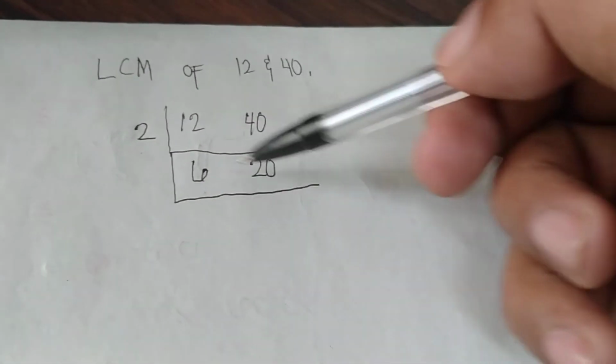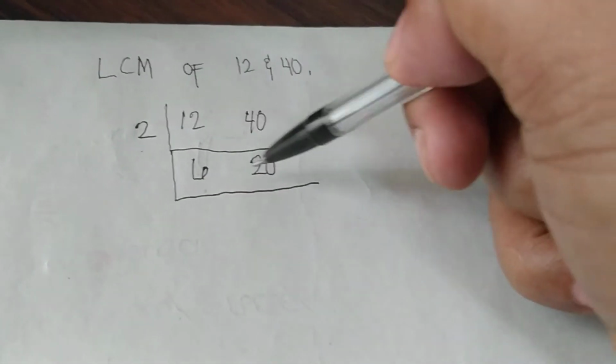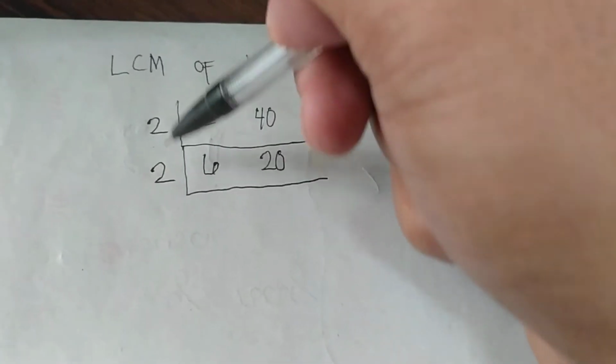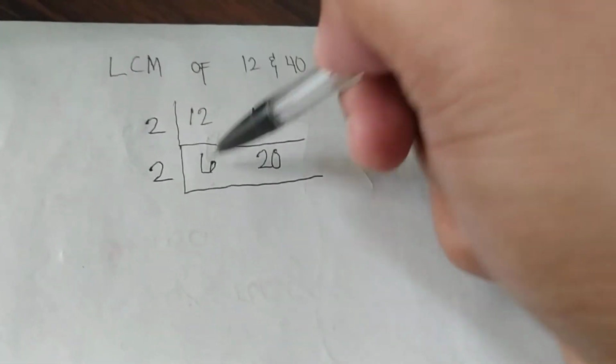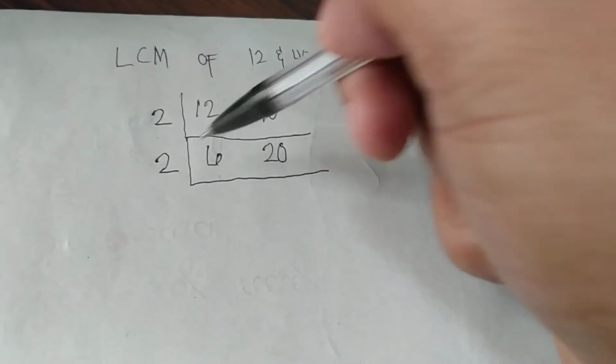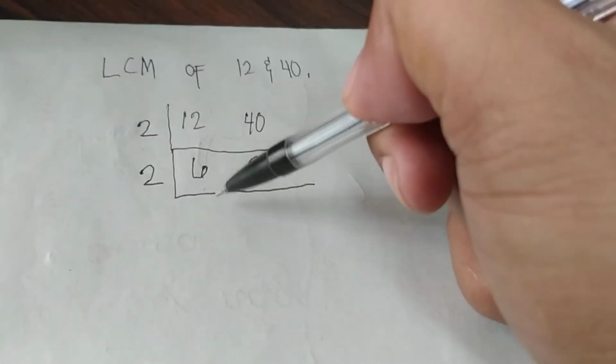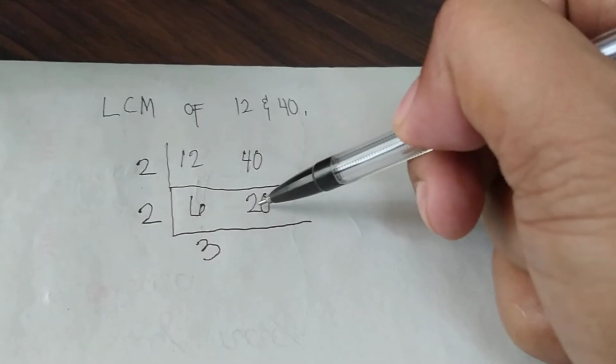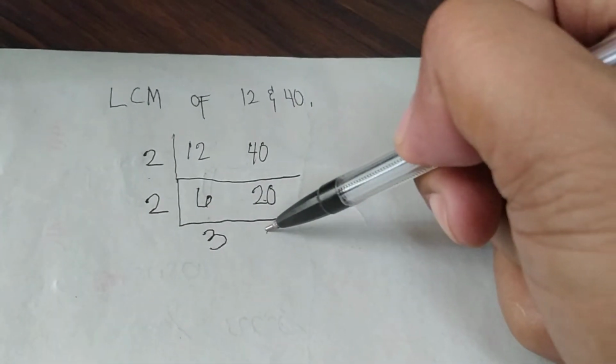because the two numbers are still even, and we are sure that a common factor of 6 and 20 is 2, so divide again by 2 because the two are even. 6 divided by 2 is 3, and 20 divided by 2 is 10.